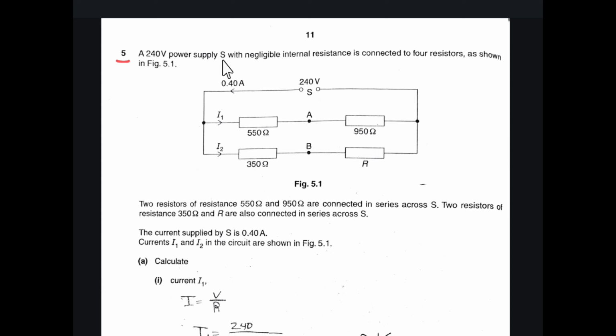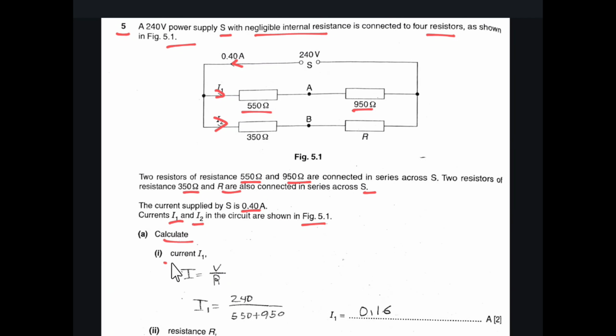5. A 240 volt power supply has negligible internal resistance and is connected to 4 resistors as shown in figure 5.1. That is, these are the 4 resistors. 2 resistors of resistance 550 and 950 ohm are connected in series across S, and 2 resistors 350 and R are connected in series across X. The current supplied by S is 0.40, that means the total value of current is 0.40. Currents I1 and I2 are in the circuit as shown in figure 5.1. That means this current is further divided into I1 and I2, that is these two currents.